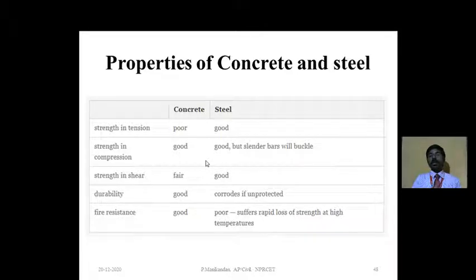The concrete is fire resistant with good sound value. The steel has poor fire resistance because it melts when it reaches higher temperatures.